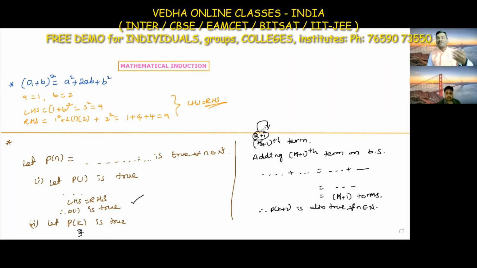Here, instead of proving for n is equal to 1, n is equal to 2, n is equal to 3, n is equal to 4, substituting all the values, we substitute only one value and we take one variable k and a k plus 1 variable. If you derive n is equal to k plus 1, then it is true for n is equal to k plus 1 also. P of k plus 1 is true for all natural numbers.